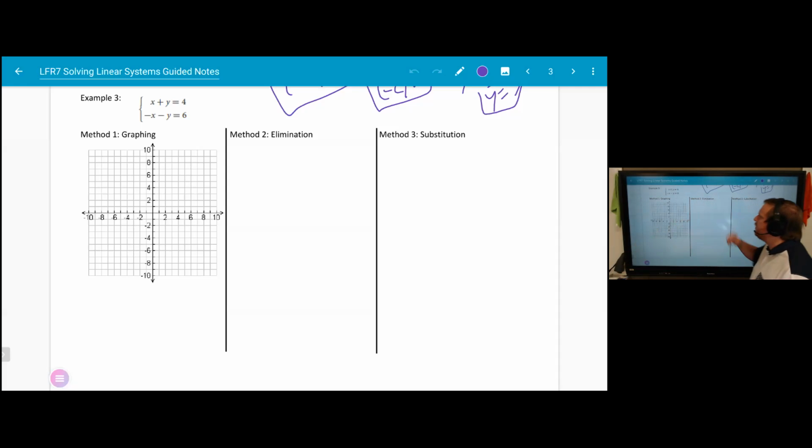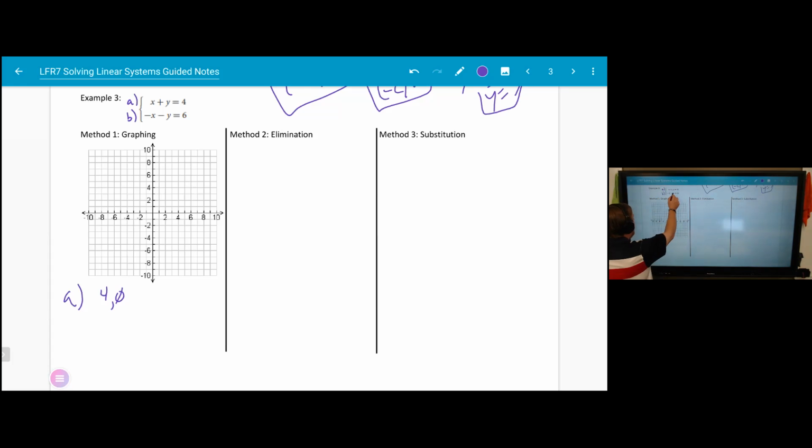We've got x plus y equals 4, negative x minus y equals 6. What am I going to do for graphing? I'm going to do intercepts. I'm going to call this one line A and this one B. So for A, for my x-intercept, if y is 0, I plug 0 in for y and x equals 4. For my y-intercept, I plug 0 in for x, and y equals 4. So I've got (4, 0) and (0, 4).